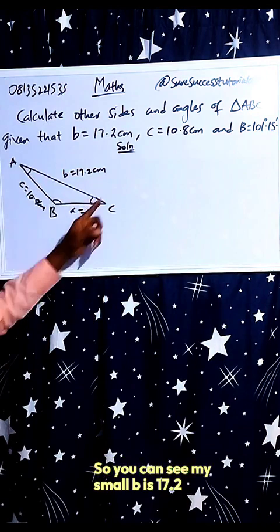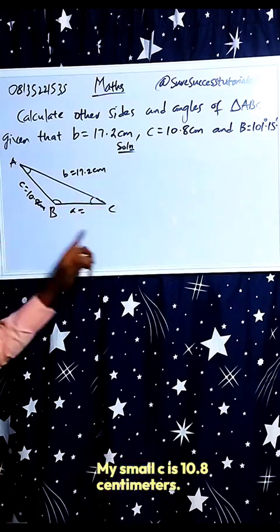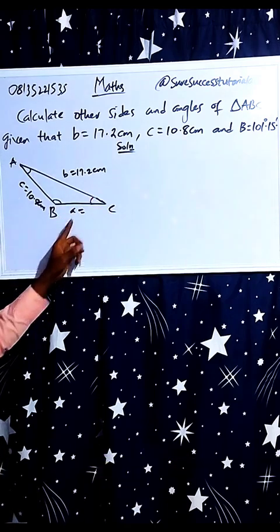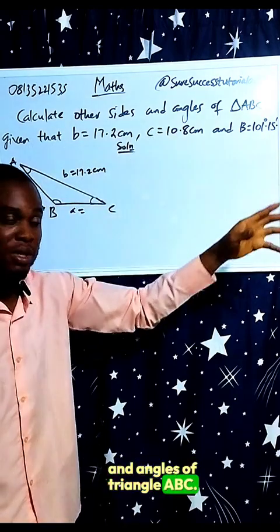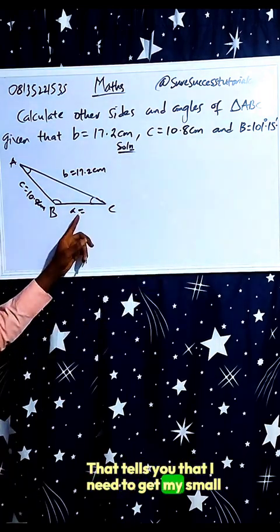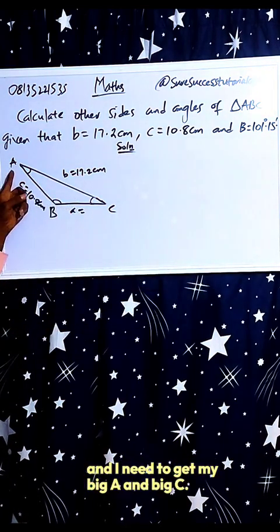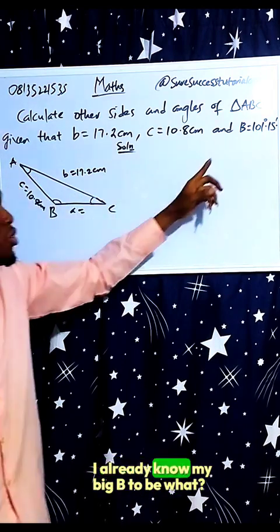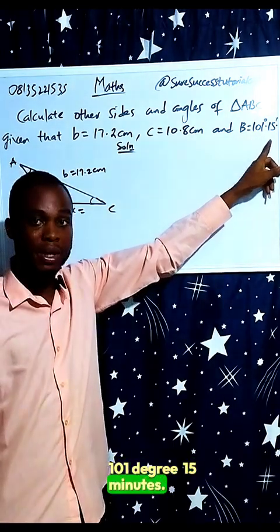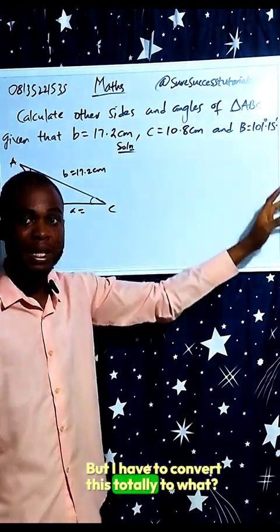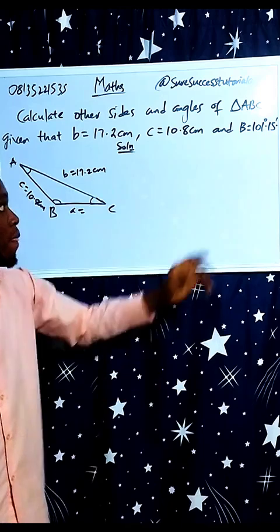An obtuse angle is an angle greater than 90 and less than 180 degrees. You can see my small b is 17.2 centimeter. My small c is 10.8 centimeter. The question says we should calculate the other sides and angles of triangle ABC. That tells you that I need to get my small a, my big A and big C. I already know my big B to be 101 degrees 15 minutes. But I have to convert this totally to degrees.